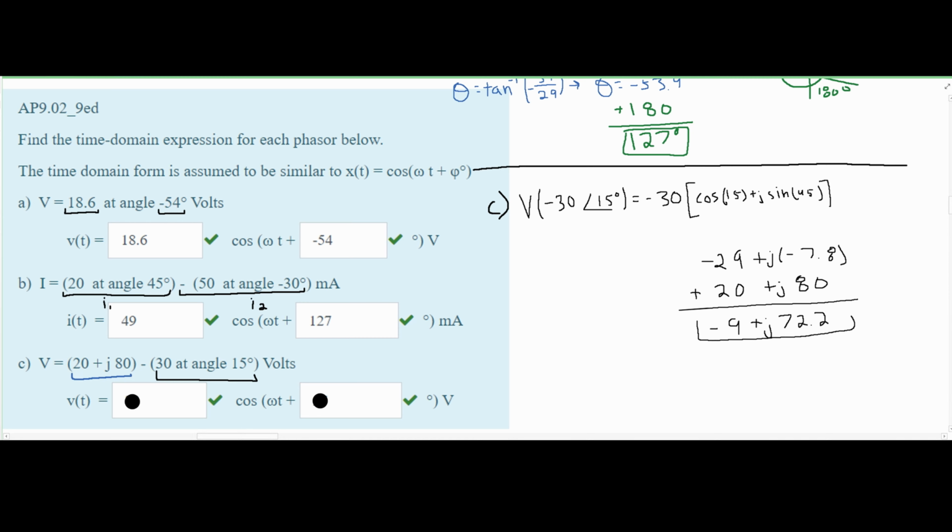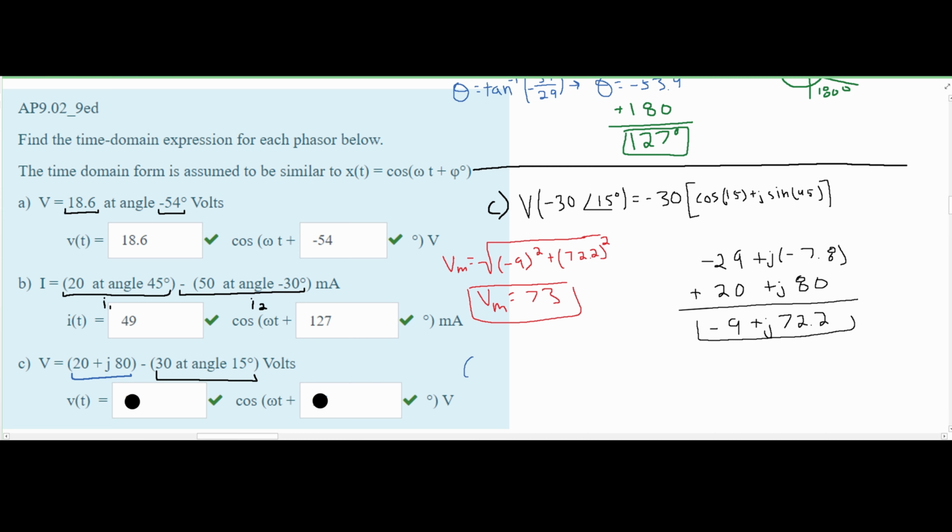Now we need to find the Vmax for it. So again, we're going to do our Vm is equal to the square root of our real number, which is -9 squared, plus our imaginary number, which is 72.2 squared. From this, we're going to get that our Vm is approximately 73.